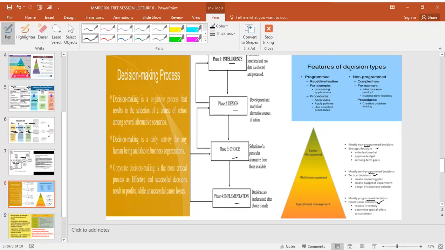So there are different types of decision, that is programmed as well as non-programmed. Programmed decision means repetitive and routine one. Non-programmed is complex and new. So we already discussed under these three levels. The strategic decisions are coming under non-programmed one. They are complex. While coming to the operational decisions, they are the programmed decisions, right? But the tactical decisions are in between, that is semi-programmed decisions, right?